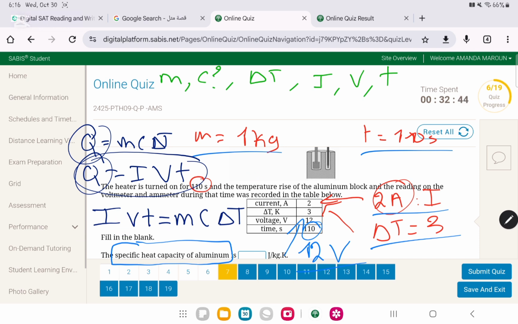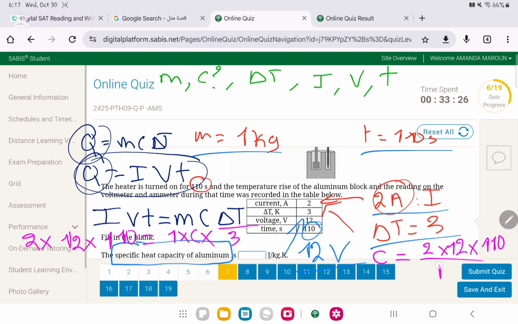So our I is 2, becomes 2 times the voltage V, which is 12, times the time in seconds, which is 110, is equal to the mass that we found, which is 1 kg, times C that we need to find, times the change in temperature, which is 3. So now, making an equation, we're going to get that C is equal to 2 times 12 times 110, okay, divided by 1 times 3. So if you do it on your calculator, 2 times 12 times 110 divided by 1 times 3, you are going to get 880.